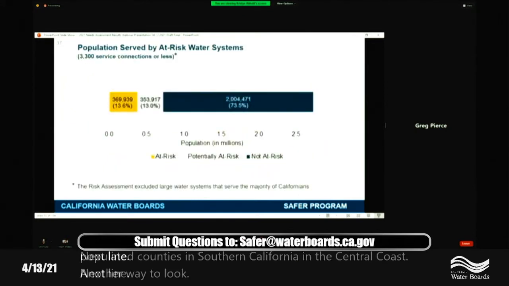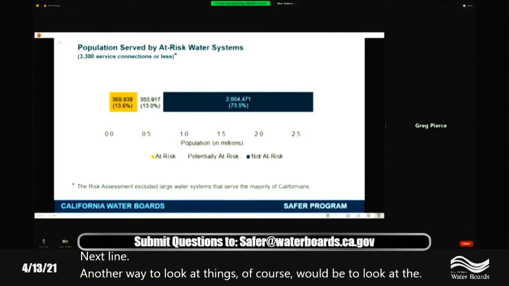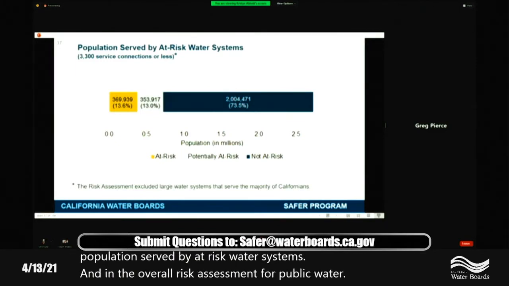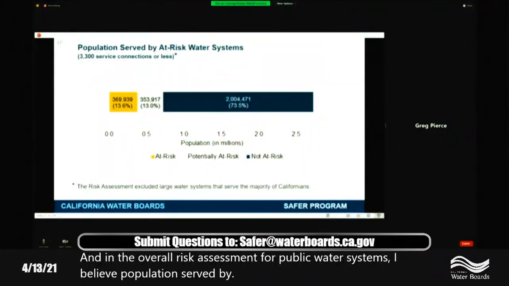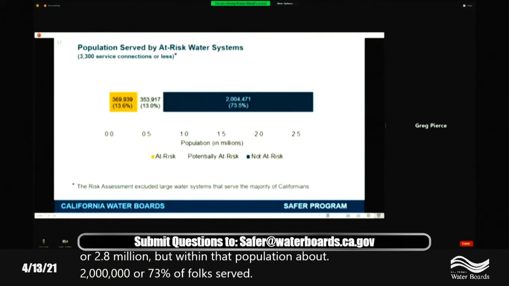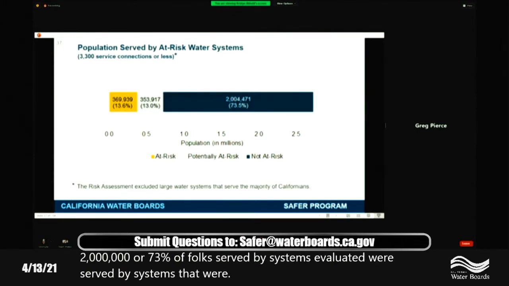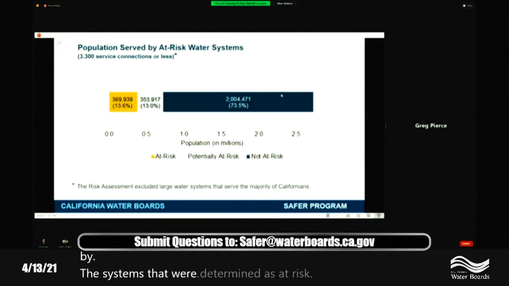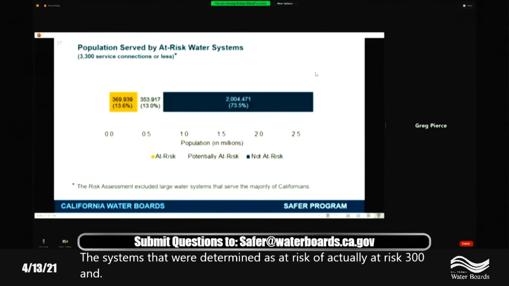Another way to look at things, of course, would be to look at the population served by at-risk water systems. In the overall risk assessment for public water systems, I believe the population served by those systems was approximately 2.7 or 2.8 million. But within that population, about 2 million, or 73%, of folks served by systems evaluated were served by systems that were determined not to be at risk, whereas about equal proportions, or numbers, I should say, were served by systems that were determined as at risk or potentially at risk, 350 to 370,000 for each. Next slide.